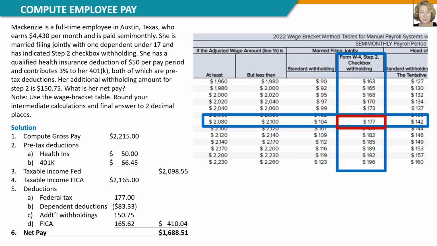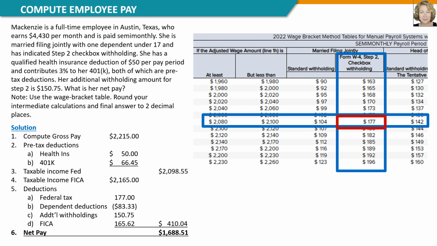Let's look at this detailed example together. Mackenzie is a full-time employee in Austin, Texas, who earns $4,430 per month and is paid semi-monthly. She's married, filing jointly with one dependent under 17, and has indicated Step 2 checkbox withholding. She has a qualified health insurance deduction of $50 per pay period and contributes 3% to her 401k, both of which are pre-tax deductions. Her additional withholding amount for Step 2 is $150.75. What is her net pay?